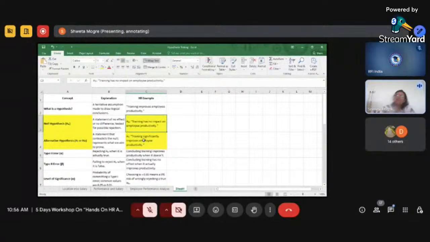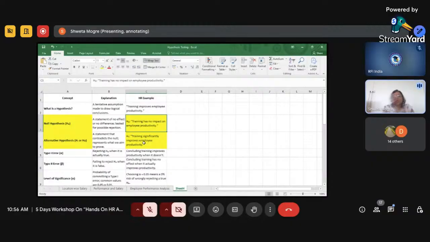So the alternative hypothesis is your backup plan. It comes into existence once we reject the null hypothesis. So your null hypothesis, that is of no impact, if it is rejected, then only will it accept the alternative one.